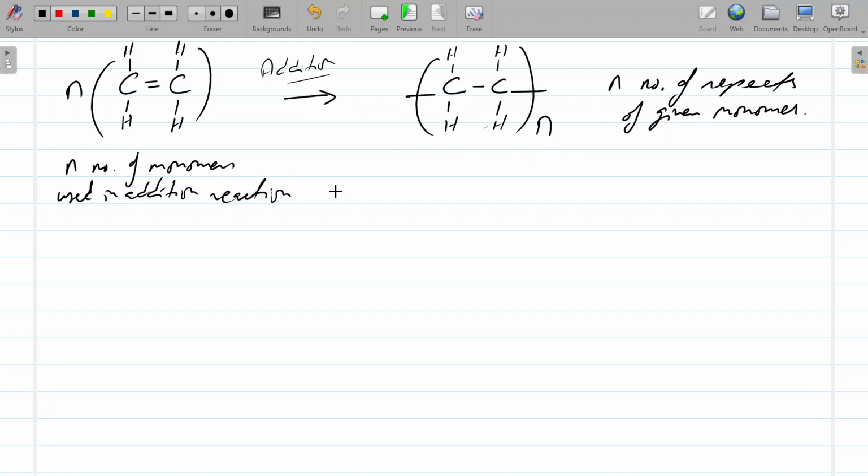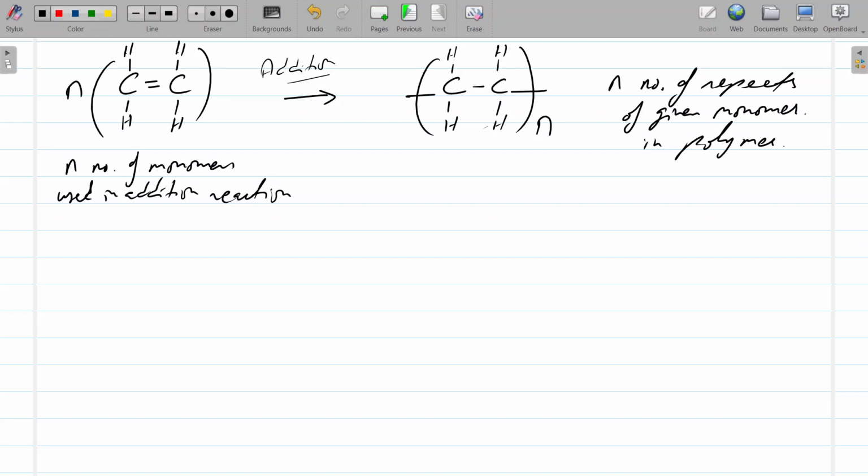and this is after the addition happens, n number of repeats, because obviously, for example, you're using 100 molecules to start with, then how many monomers will you have in the polymer? If you're starting with 100 and you carry out an addition reaction with those 100 molecules and you form a polymer, how many monomer units, repeating units, will you have in the polymer?